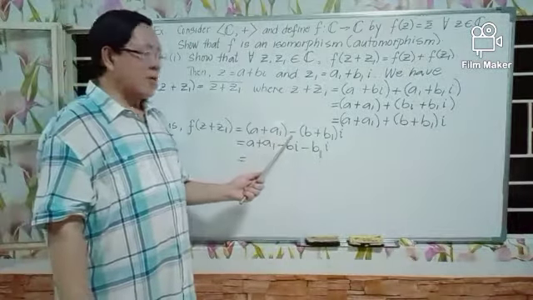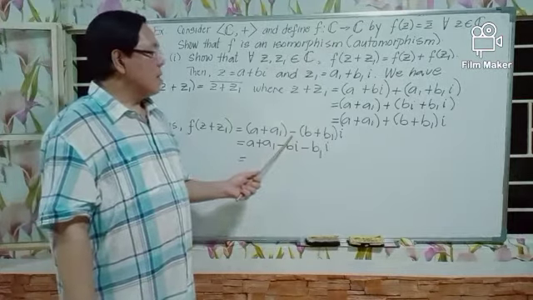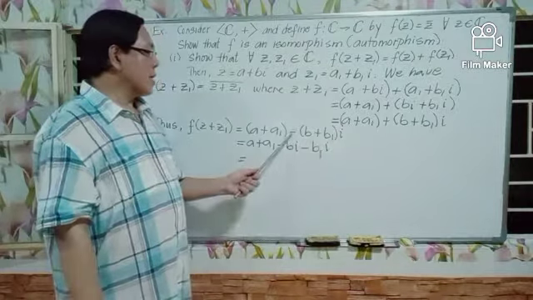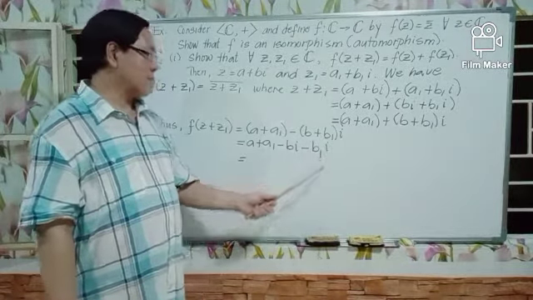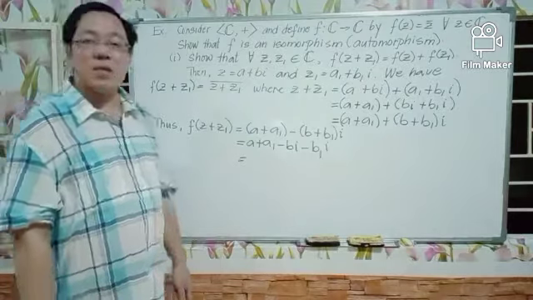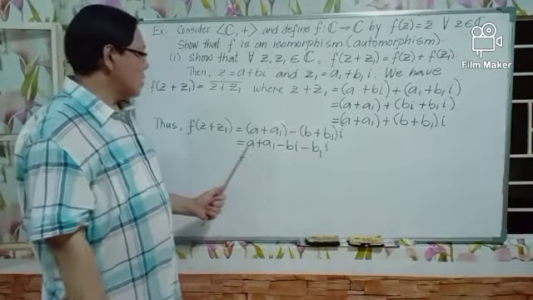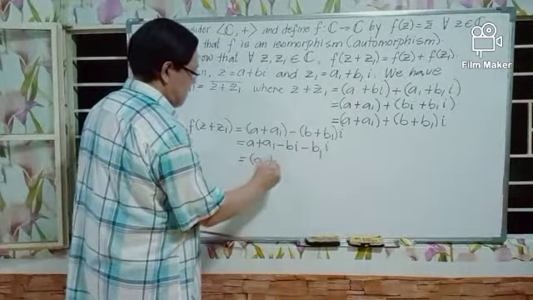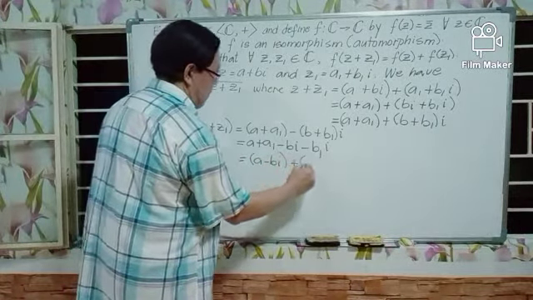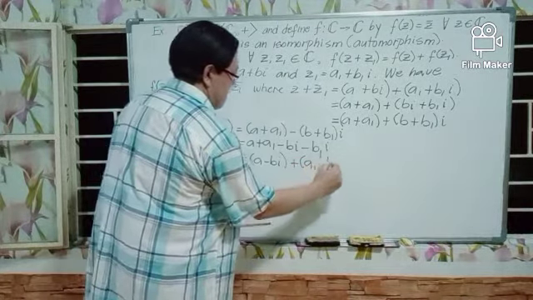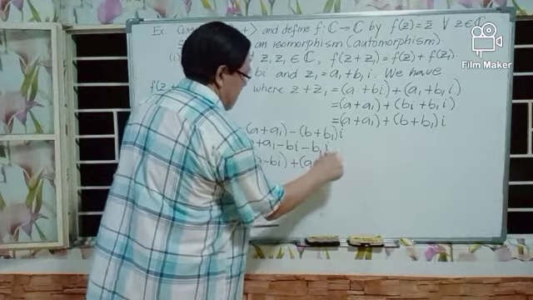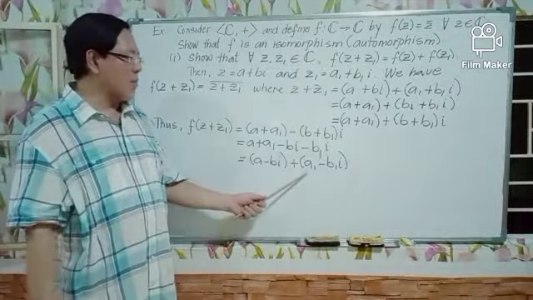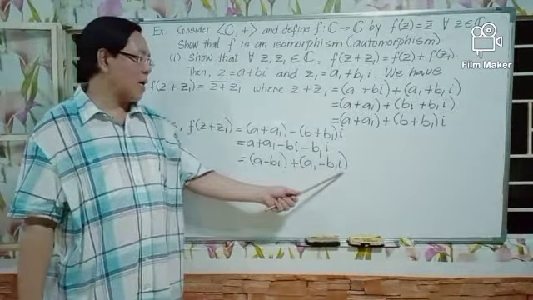We distribute negative from the left and i from the right. Negative b multiplied by i. Negative b1 multiplied by i. Now we collect the terms without the subscript 1. We have a minus bi. And we collect the terms with subscript 1, a1 minus b1i.